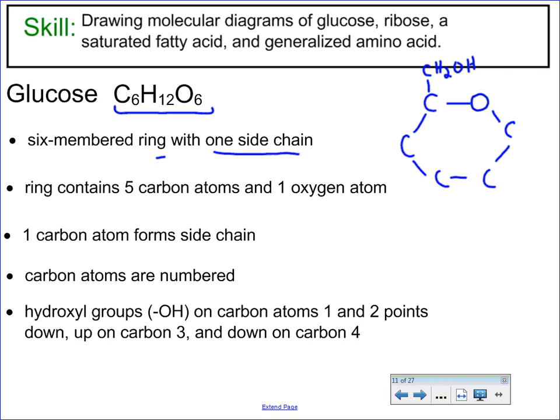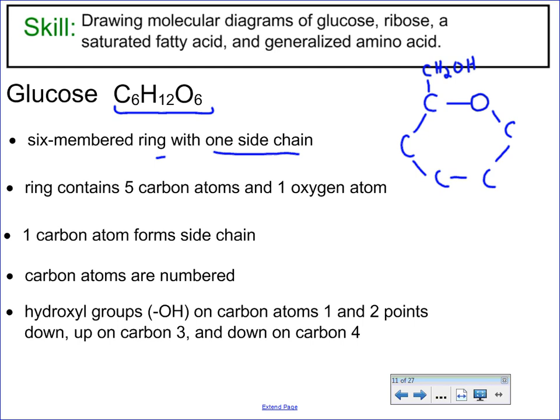So it's a CH2OH as the side chain. So you have one carbon atom that forms the side chain, and then the carbon atoms can also be numbered, but we'll number those in a second. We'll finish our structure first.